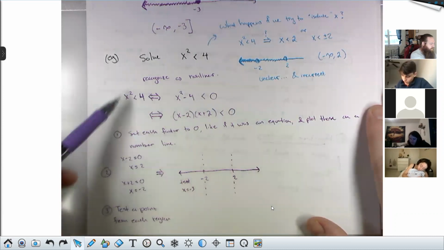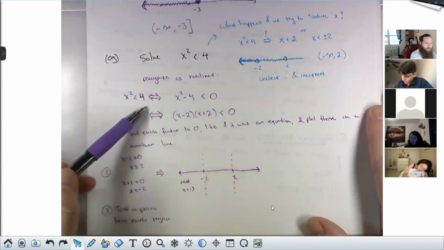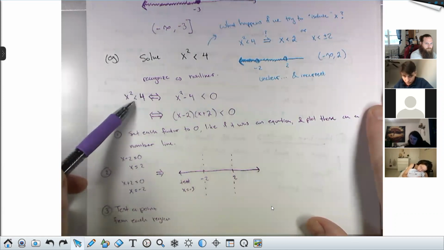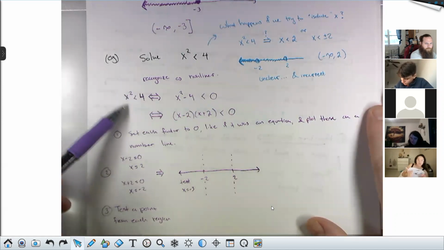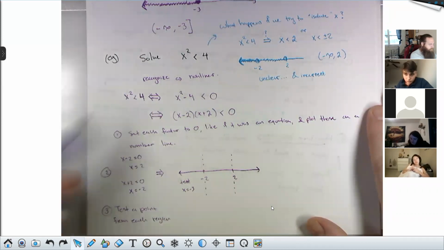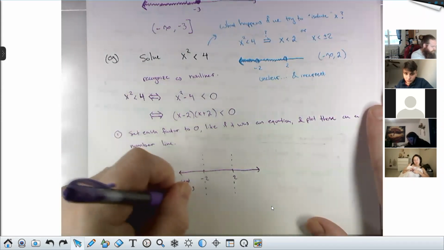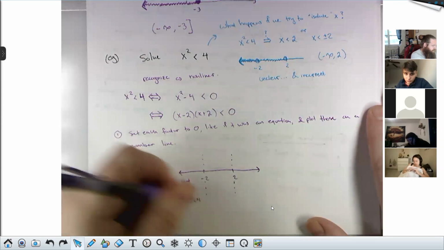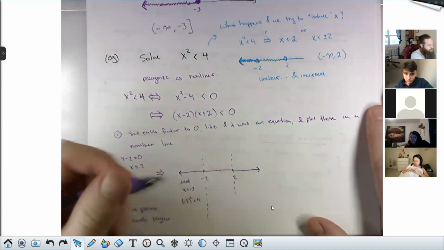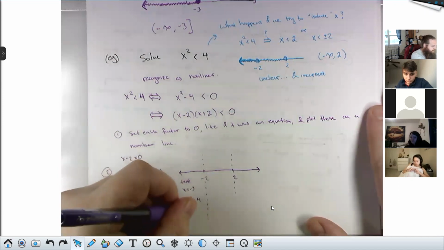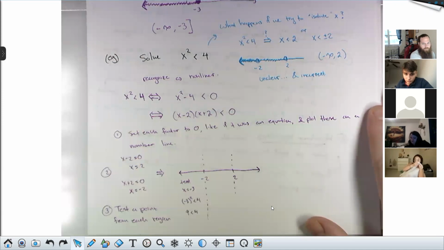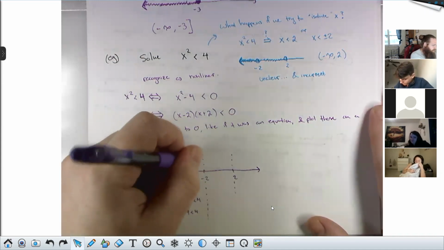If I plug negative 3 into this inequality, I get negative 3 squared is less than 4. Is that a true statement or a false statement? Well, negative 3 squared is positive 9. So this says 9 is less than 4. Is 9 less than 4? Yeah, no, definitely not, right? So this region is out.